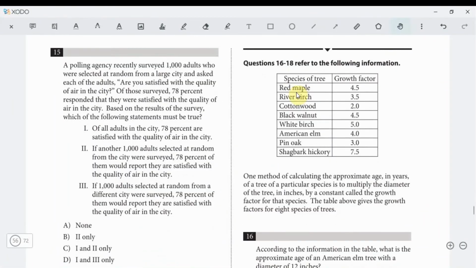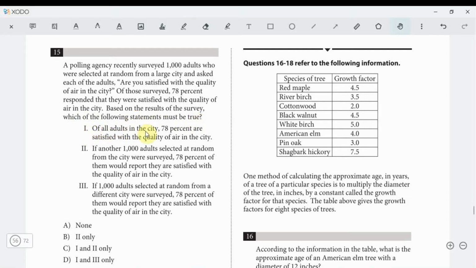Now question 15, it says, my gosh, why so many words? Alright, sorry about that. So a polling agency recently surveyed 1,000 adults who were selected at random from a large city and asked each adult, are you satisfied with the quality of air in the city? What a stupid question to ask. Of those surveyed, 78% responded they are satisfied with the quality of air in the city. Based on the result of the survey, which of the following statements must be true?